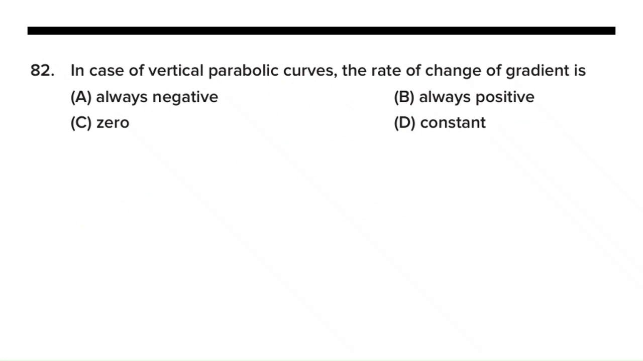In the case of vertical parabolic curves, the rate of change of gradient is constant. We already told the answer in the last question. Vertical curves are mainly of two types: summit curves and valley curves. The shape of this vertical curve is mainly parabolic. And what is the speciality here? Here the vertical offset from the tangent point varies with the square of the horizontal distance.